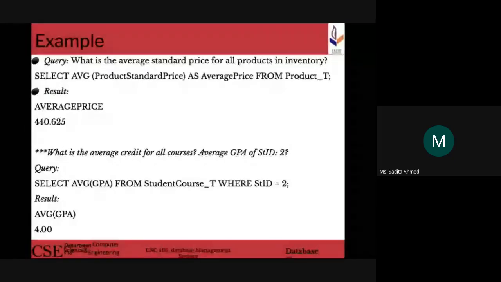So what we do is, instead of writing select all, we don't want all the columns and all the values. Instead of writing select all, we just go with select AVG, and as a parameter, we pass product standard price. This AVG aggregate function will be applied on all the product standard price values of all the rows in the product table. All right? So this is what will be calculated.